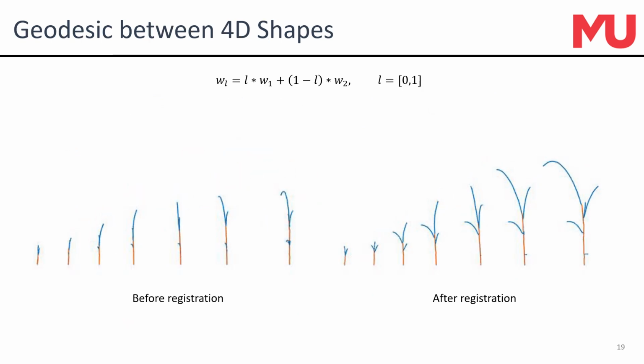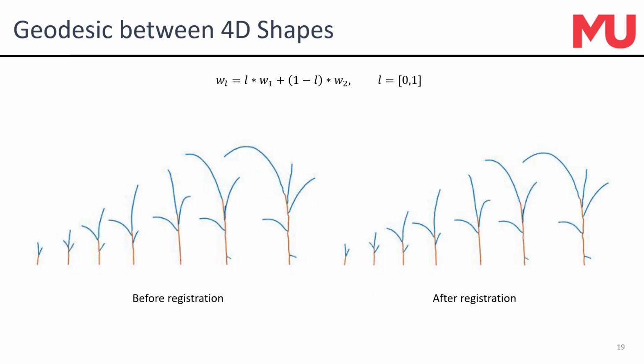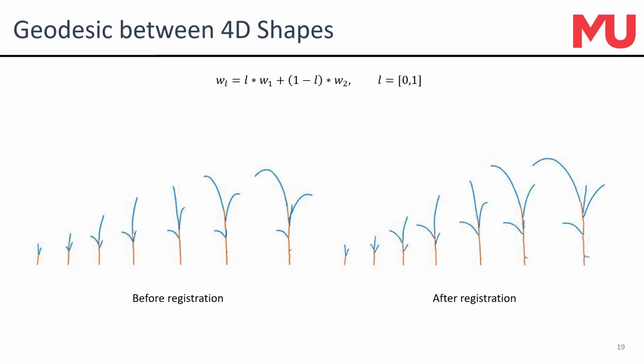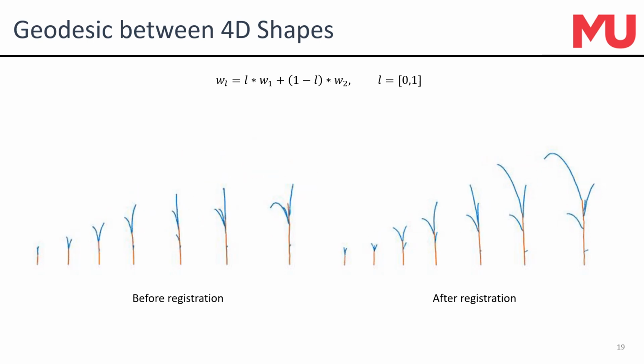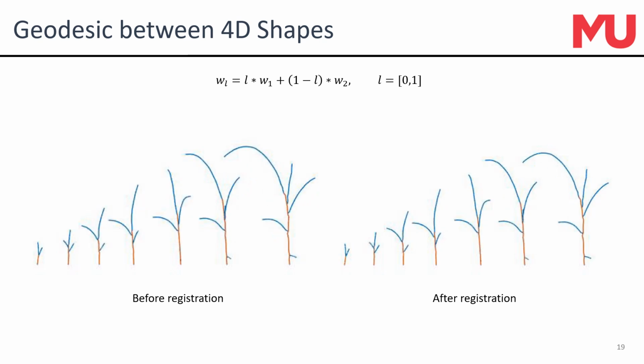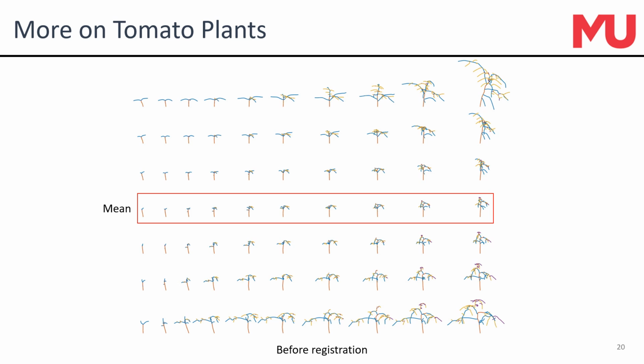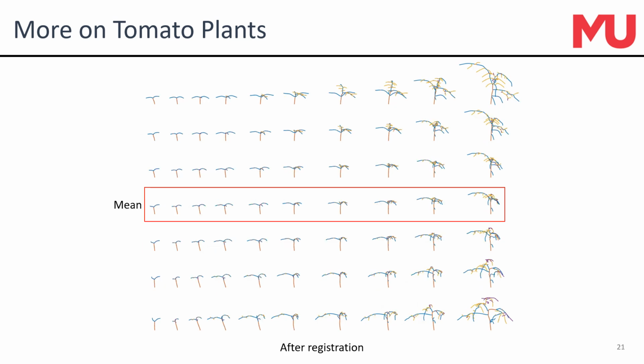Geodesic defines how one shape can deform to another. Here we find the deformation path between 4D trees in the SRVF space of curves. We notice a significant shrinkage before registration. However, after registration, it looks natural. For tomato plants also, we observe the shrinkage. However, our spatiotemporal registration solved it.